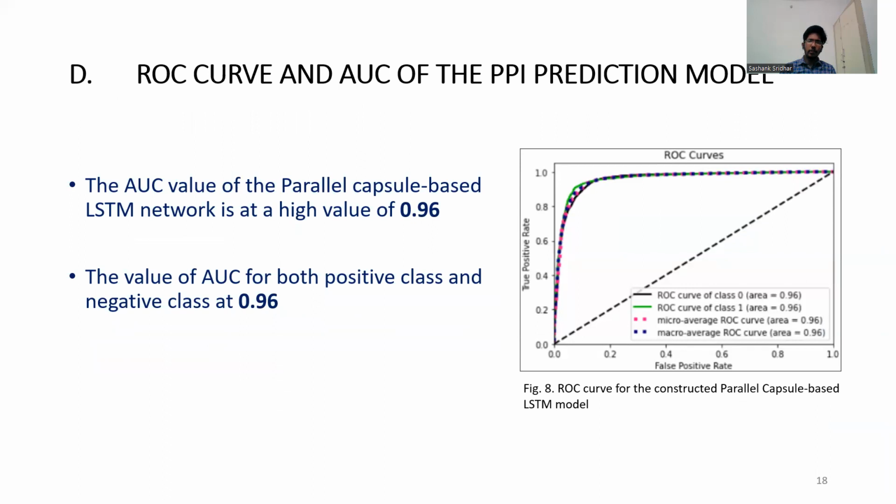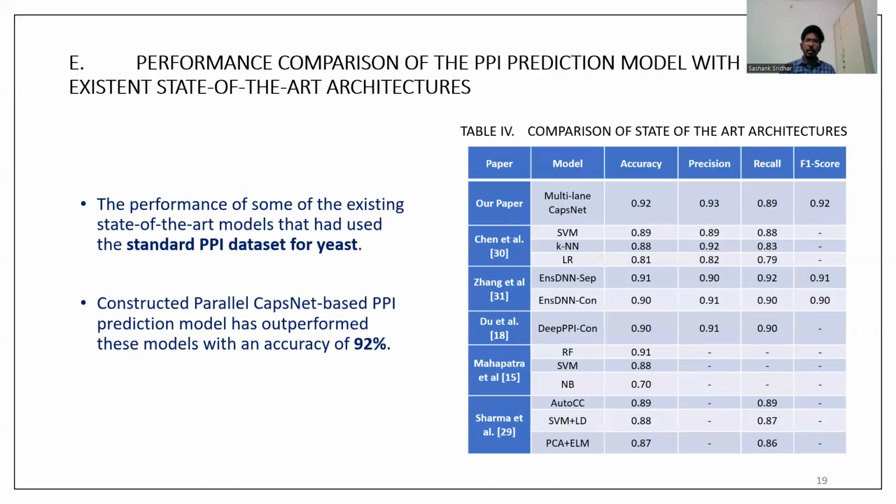The AUC value of the parallel capsule-based LSTM network is high at 0.96. We can see that the ROC curve indicates a balance between TPR and FPR, resulting in better performance of the model. We also compare the model with other state-of-the-art architectures which have used the standard PPI dataset for yeast. It can be seen that our model outperforms the other architectures with an accuracy of 92%.